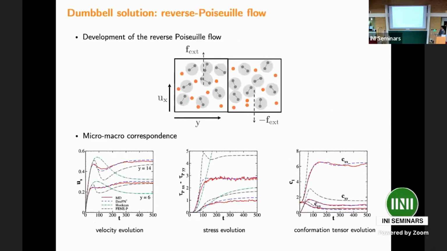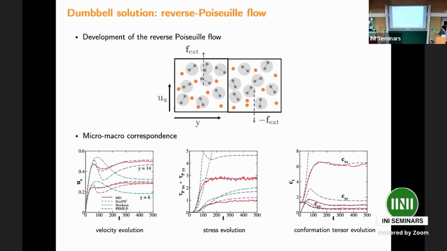Okay. So next we'll move to the reverse positive flow. So we have the external force applied to the systems, and again we're going to check the flow evolution. Here, the red is the MD and the blue is the machine learning, and the other two are the empirical models. You can see that there are apparent deviations for these empirical models.